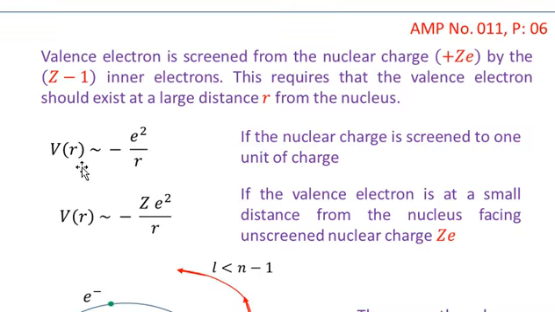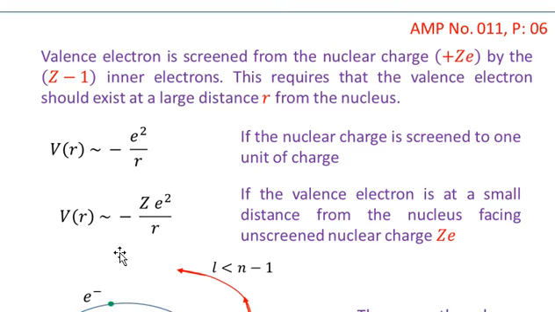And under that condition, we may write that the central potential may be approximated to be equal to minus e squared over r if the nuclear charge is screened to 1 unit of charge. That is, to the valence electron, if the nucleus appears as if it contains only one charge, then the potential will be written as that of the central potential, and V of r is approximately given as minus e squared over r.